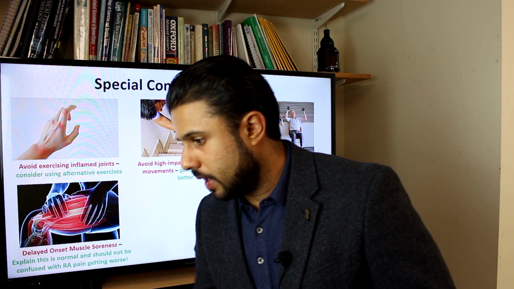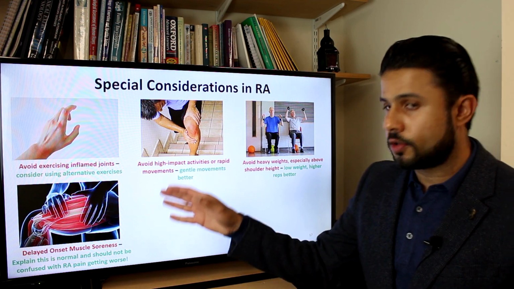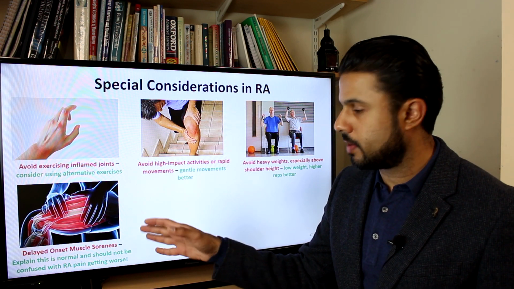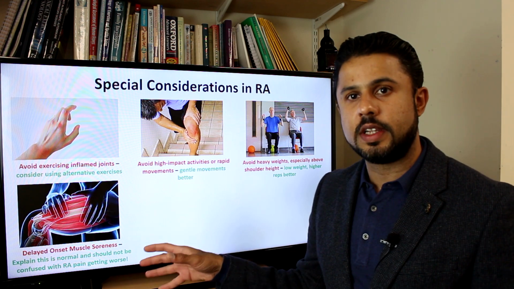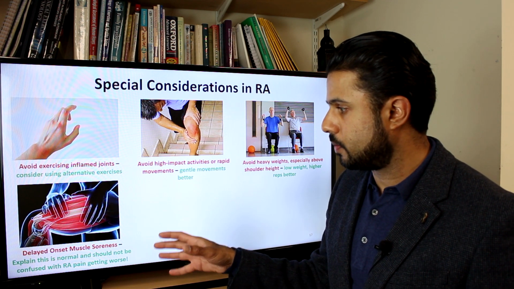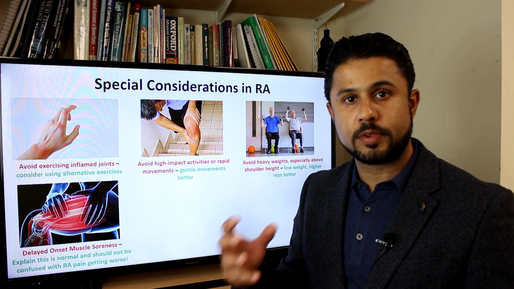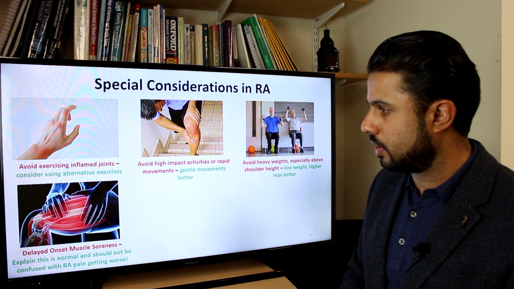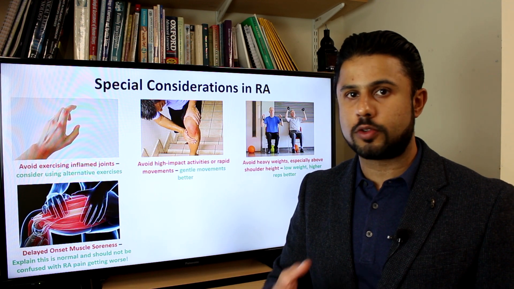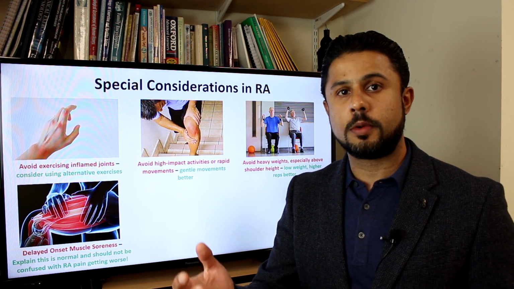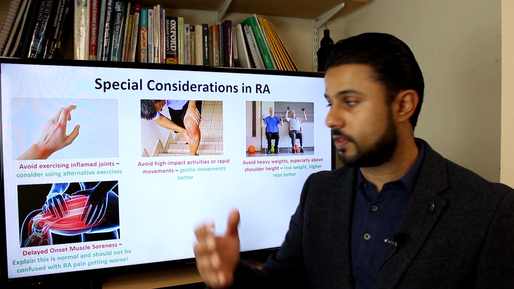So the next one is very important, and it's to inform your patients about delayed onset muscle soreness. Now this is something that you don't necessarily see in guidelines or in textbooks, but it's extremely important, perhaps the most important consideration. Now delayed onset muscle soreness can occur about 24 to 48 hours after exercise, and it can last up to 72 hours.